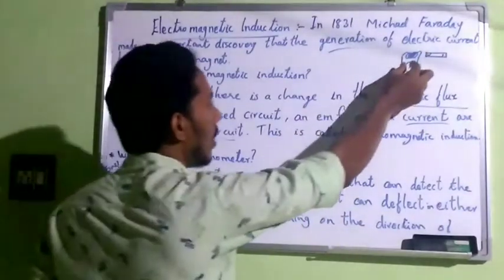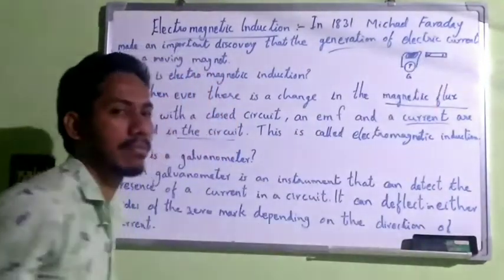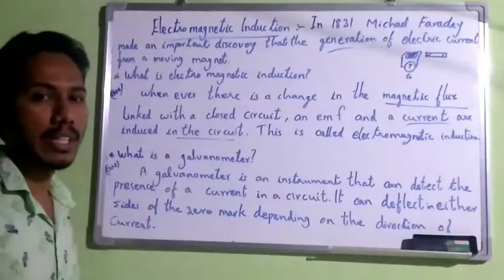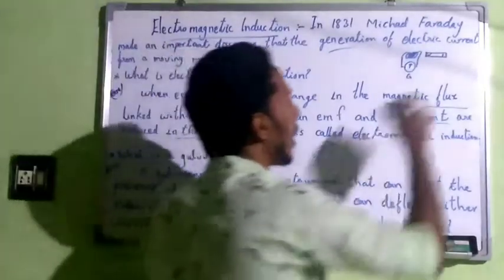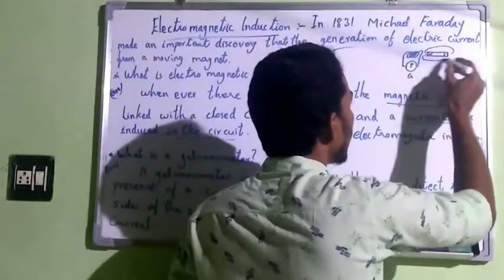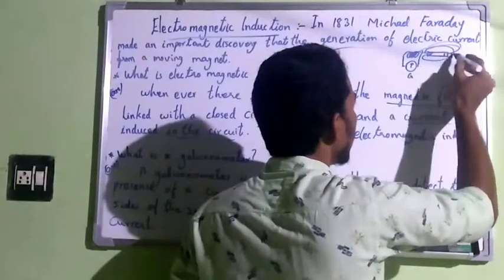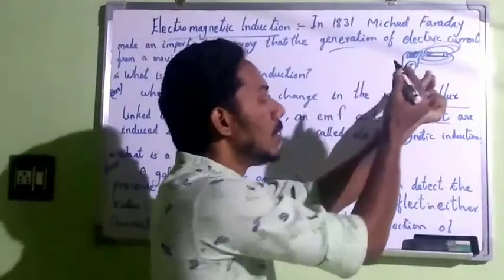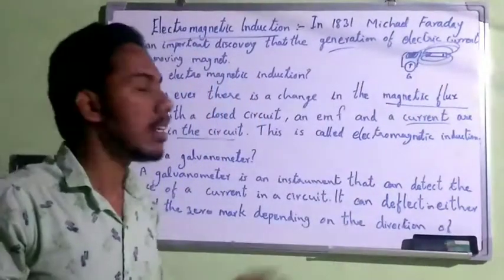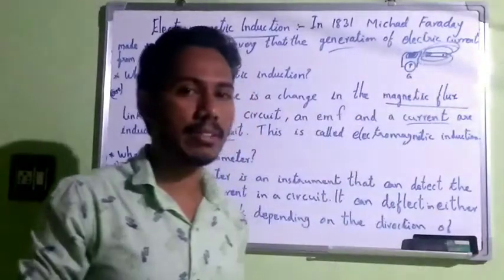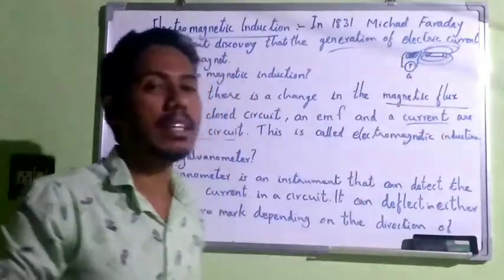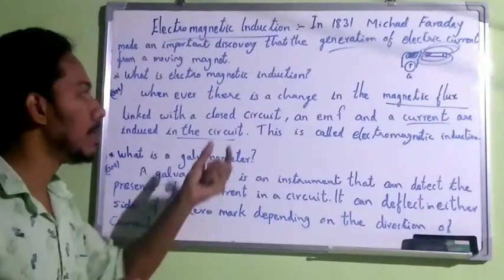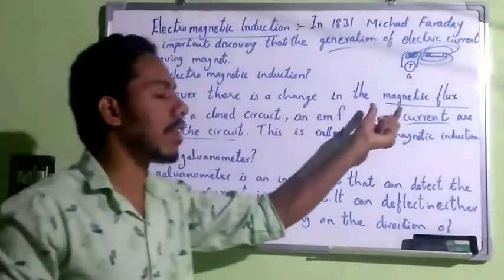This is a coil linked with a magnet. Magnetic flux means field lines per unit area. This is a magnet and these are magnetic field lines. When we move this coil into this magnet, it crosses these field lines. There is a change in the magnetic flux. It crosses those field lines, that means a change in the magnetic flux.